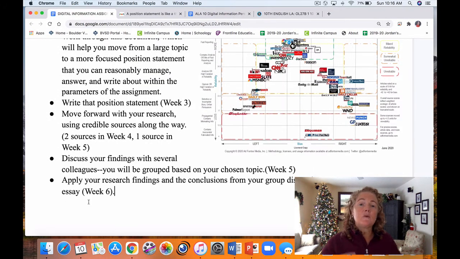And then basically in week 6, you will have 3 sources, you will have had conversations with peers, and then you will write a full essay, minimum of 4 paragraphs, where you will try to persuade your reader that your perspective, that your position on this issue is valid.